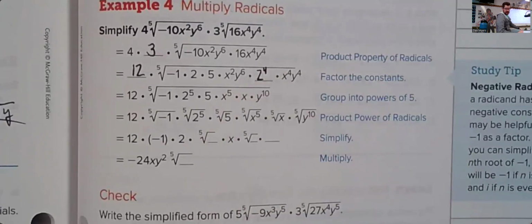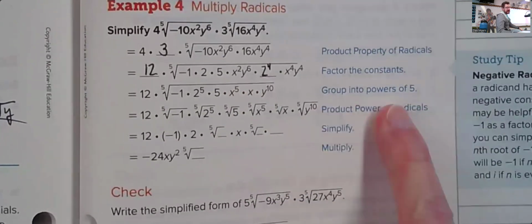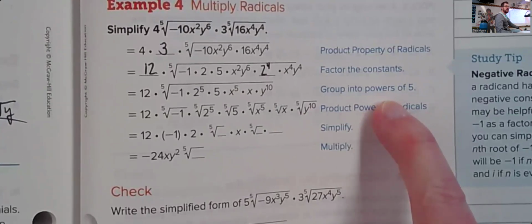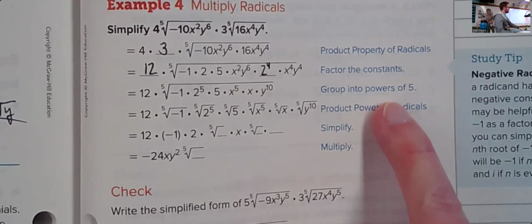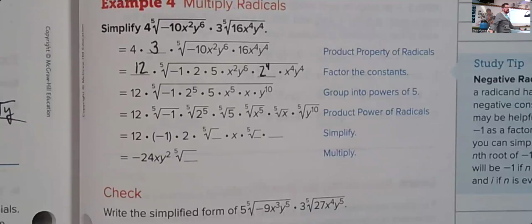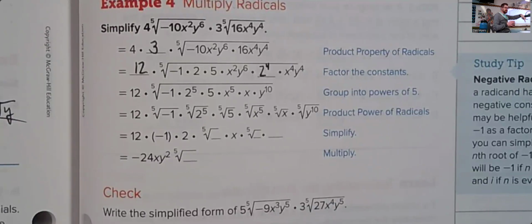All right, then once we've done our prime factorization, it says to group into powers of 5. Why would we group into powers of 5? What's the significance here of grouping into powers of 5? Yeah, the index. If the index is 5 on the radical, we want the exponents under the radical to be in groups of 5 as well.